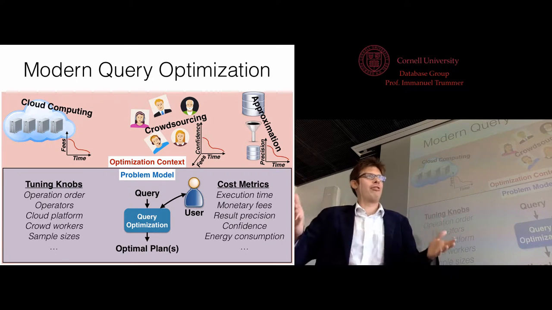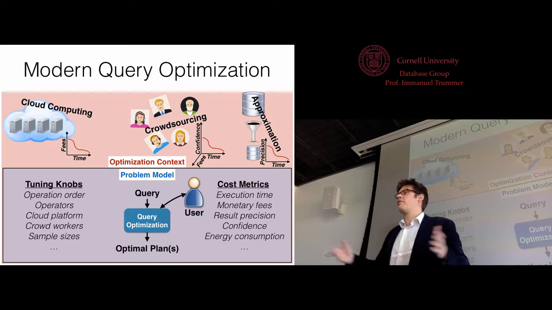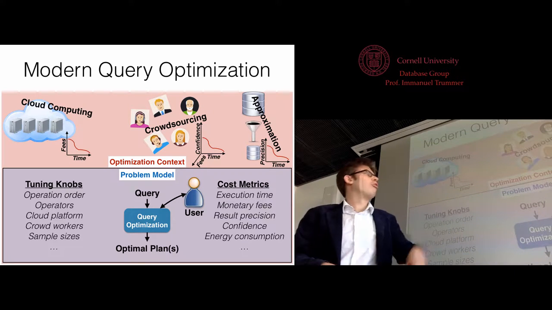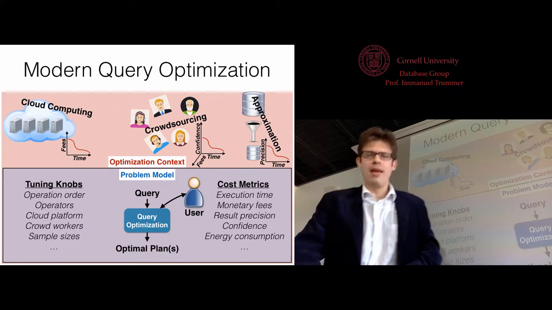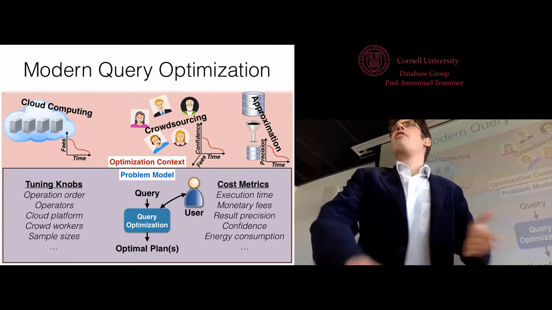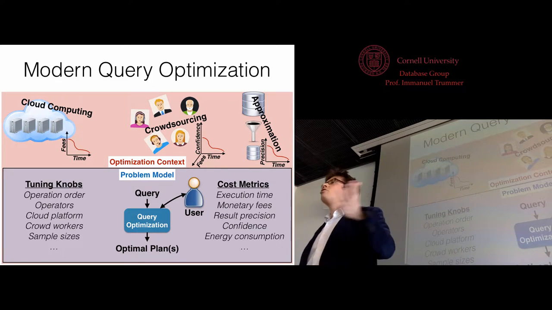For instance, in a cloud scenario, some users might care more about execution time, while others care more about monetary execution fees. And so this means that we have to integrate user preferences into the optimization process.